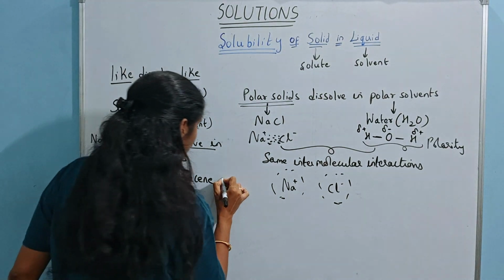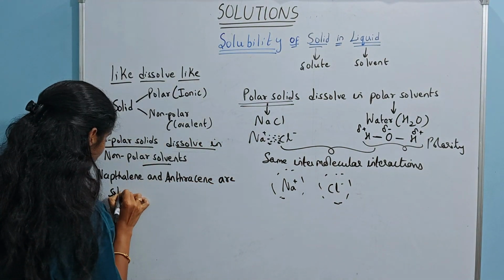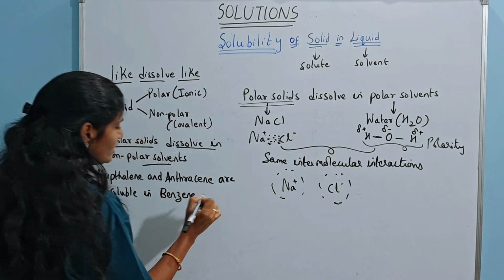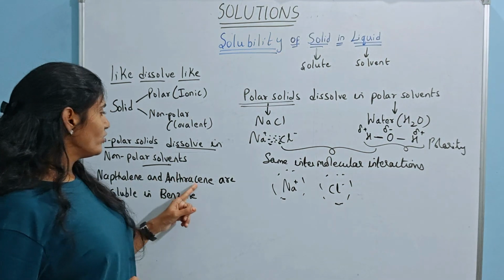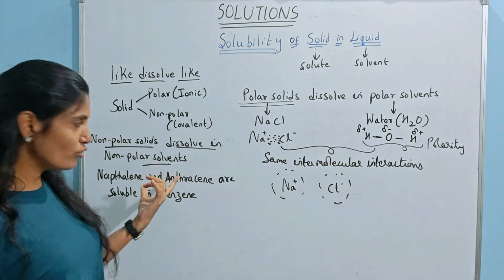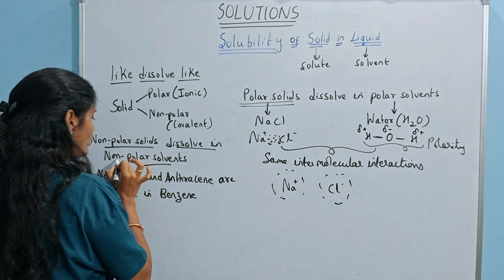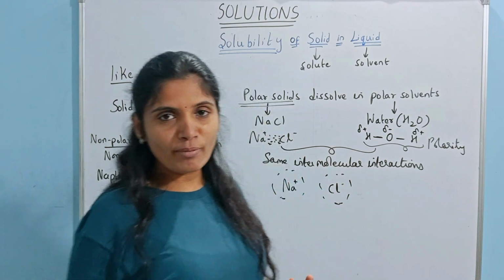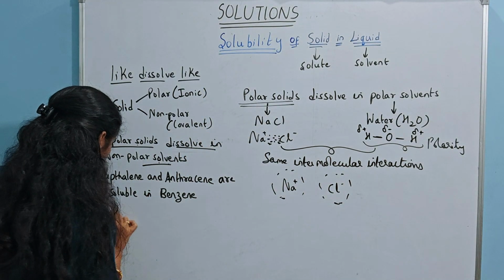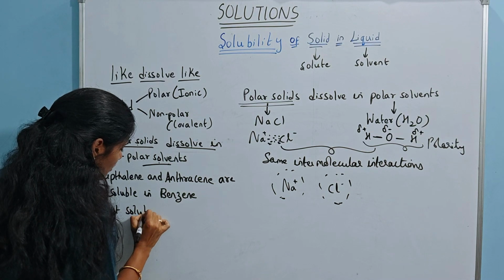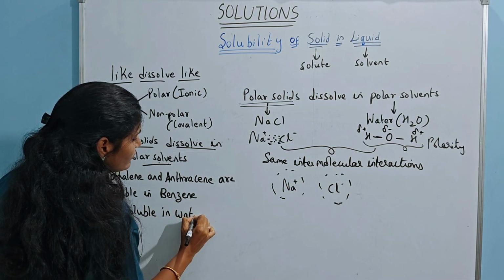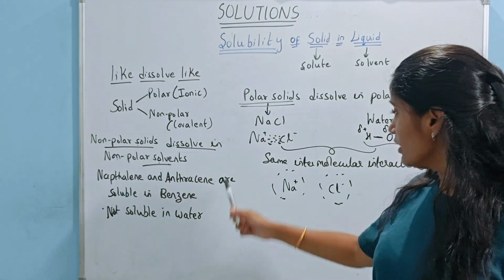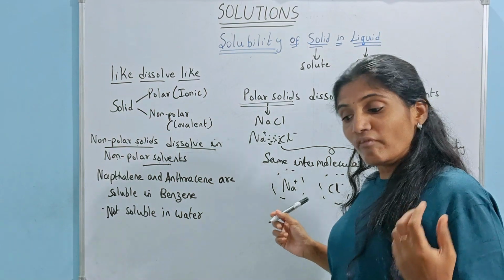So naphthalene and anthracene are soluble in benzene. Benzene is not a polar solvent, benzene is a non-polar solvent. So non-polar solids dissolve in non-polar solvents. Naphthalene and anthracene are soluble in benzene, but they are not soluble in water. It is vice versa. Now if I take sodium chloride and put it in benzene, definitely sodium chloride will not be soluble in benzene. Why does this happen?